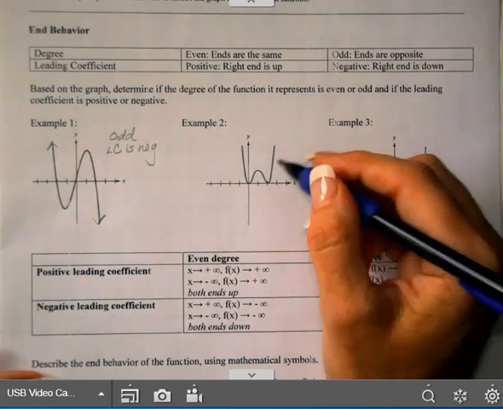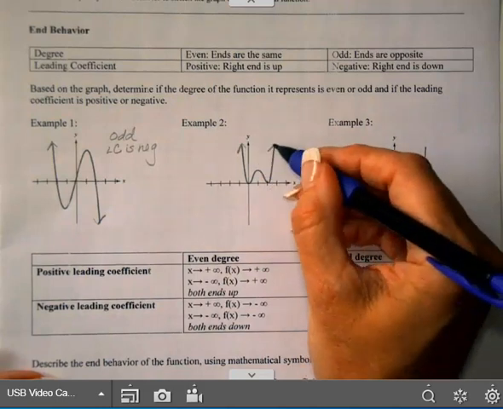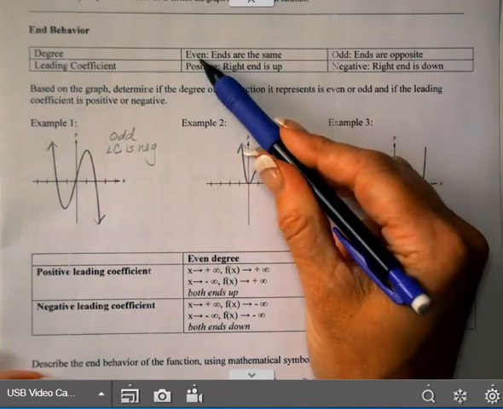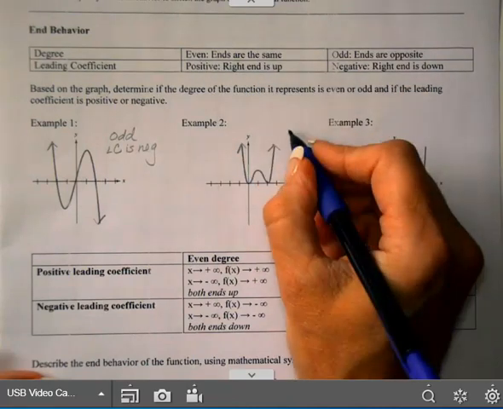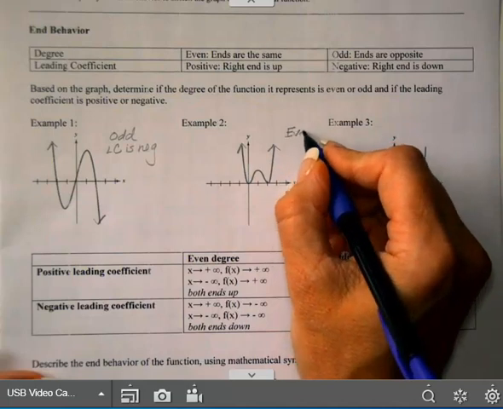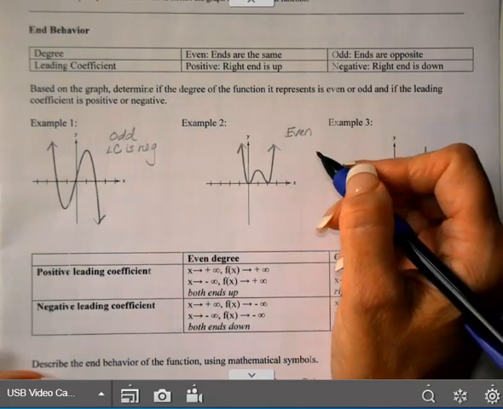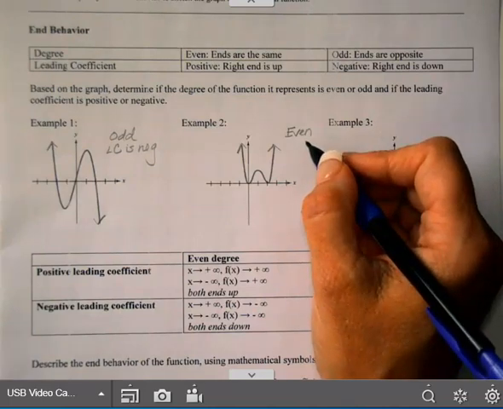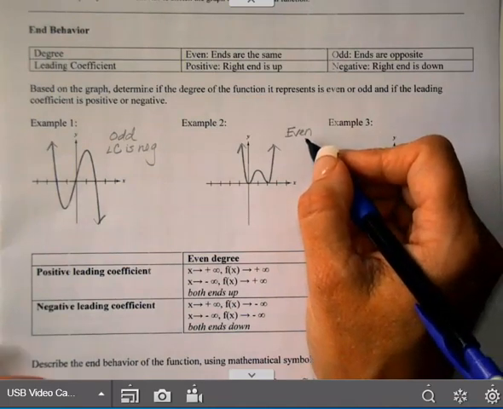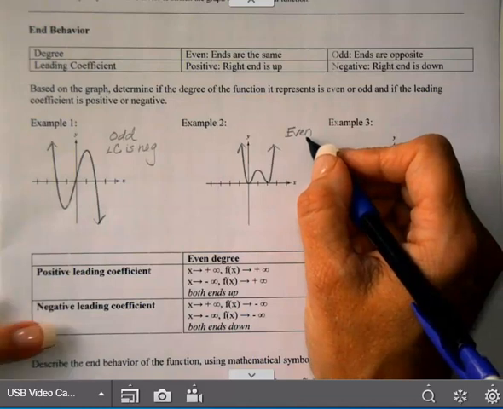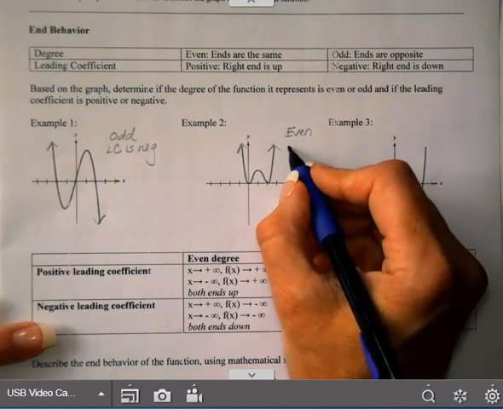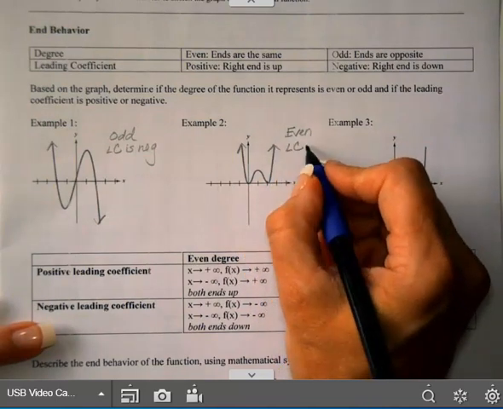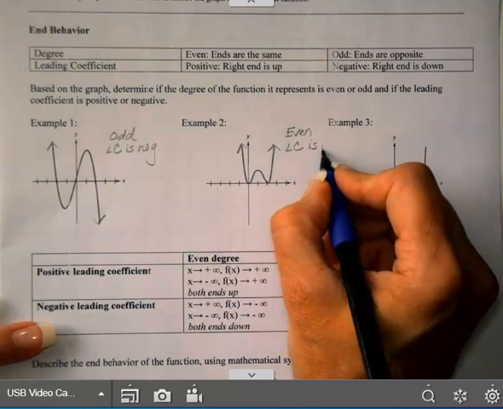On the second one, the ends are going the same direction, so that means it has to be an even leading term. That doesn't mean the function is even. We're just looking at that leading term, the one that has the highest exponent. Was that exponent even or odd? And as we go to the right, it's going up, so that means the leading coefficient is positive.